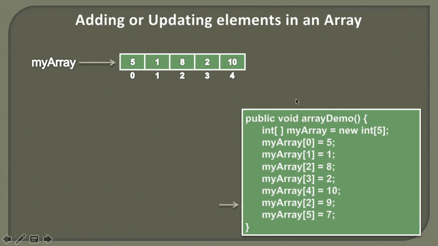Now let's say if you want to update any value, we can simply access it the normal way and assign a new value. Here at this line we have added 8 at index 2. If we again call this with a different value, 9 will override this value, 8 will be gone, and 9 will be at its place. So this is just an update to an array.